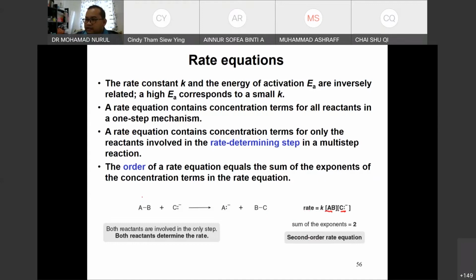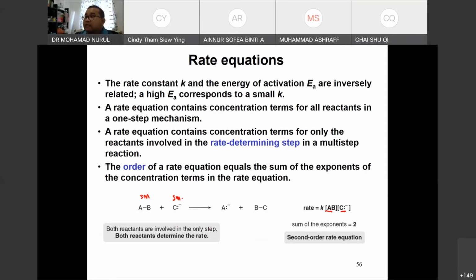This is the starting material and starting material. The sum of the exponents is 2. It means both reactants are involved in the only step and both reactants determine the rate. It means if you increase the concentration of A or B two times, it will get faster. I think in chapter 7 we will discuss more about this one. It's better to have a real example for them.